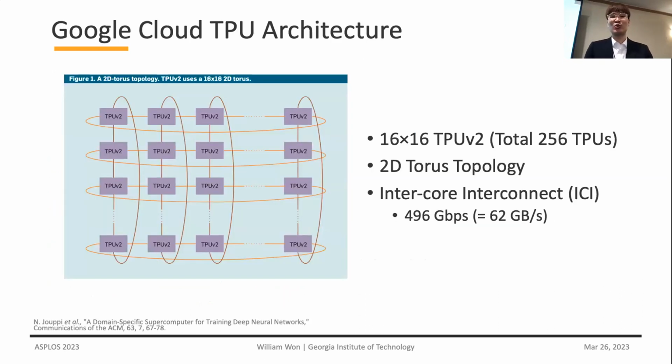And unlike DGX2, this is Google's TPU2 architecture, the cloud TPU architecture, which has 256 TPUs in total, aligned in a 16 by 16 2D torus. Here, each dimension has the very same bandwidth, and all these links are called inter-core interconnect. In their paper, they claim the bandwidth of this link is 62 gigabytes per second.